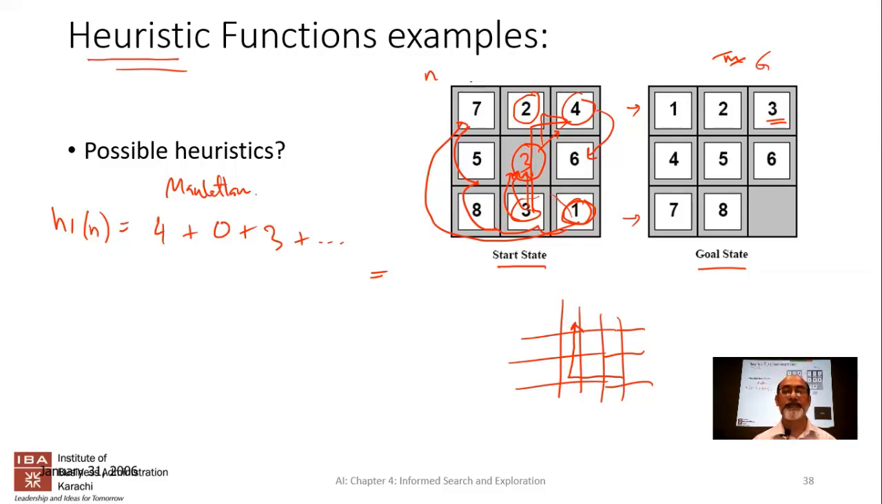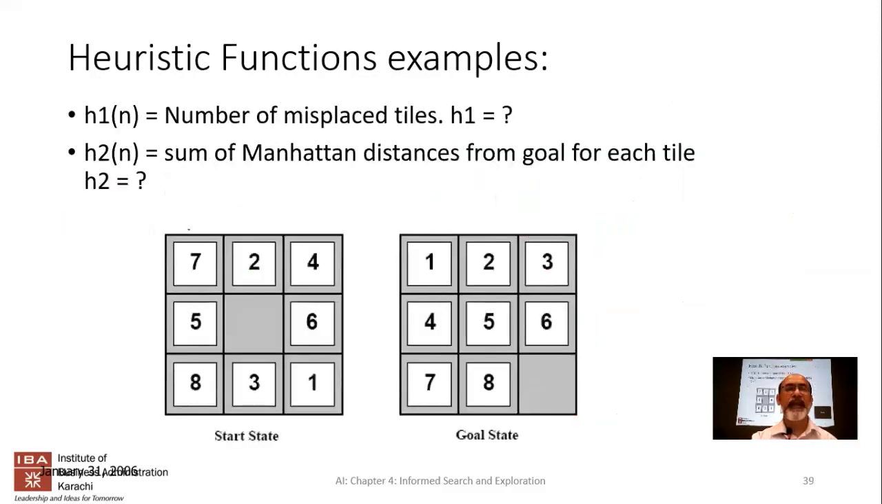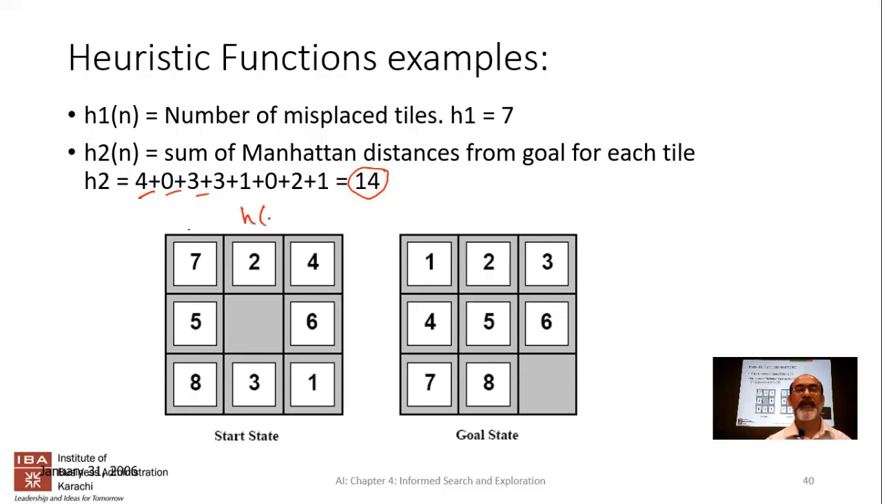So you have to start somewhere. There are a couple of heuristics that are used in this case, and I'll show this over here. The one that we're looking at was the Manhattan distance of the goal. In this case, as I was saying, it would be 4, 0, and if you look at the rest of the tiles, it comes out to be 14. So that's the current heuristic for this state. If you call this state 1, then this is equal to 14.